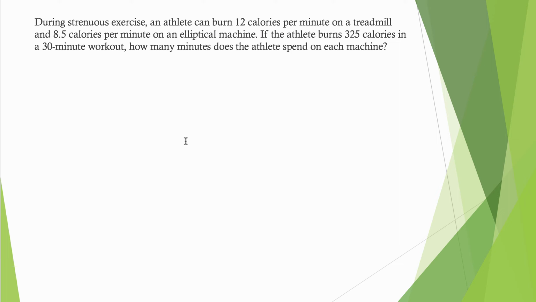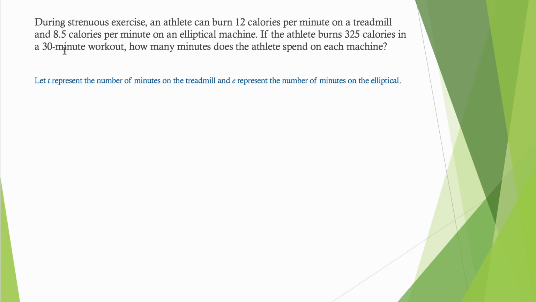In this last example, during strenuous exercise, an athlete can burn 12 calories per minute on a treadmill and 8.5 calories per minute on an elliptical. If the athlete burns 325 calories in a 30-minute workout, how many minutes does the athlete spend on each machine? Since I'm looking for the values of two different items, the number of minutes on the treadmill and the number of minutes on the elliptical, I need to have two different variables. We're going to let T represent the number of minutes on the treadmill and E represent the number of minutes on the elliptical.